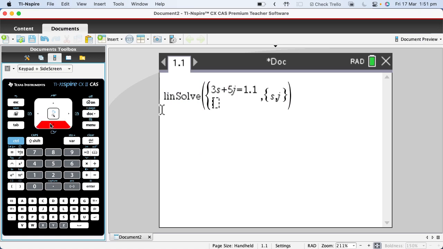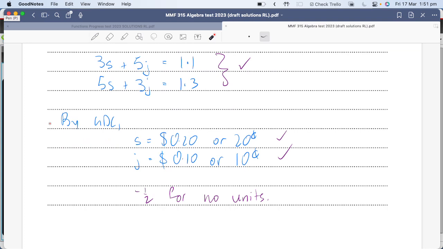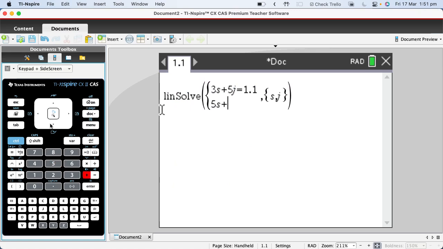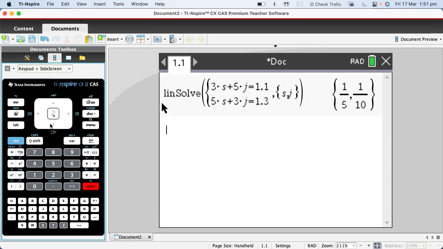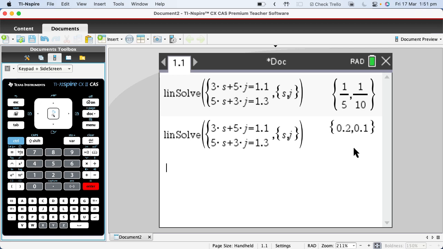And then I can use my arrow key to go down to the next one, and it's 5S plus 3J equals 1.3. Do that, press the return key. There's my answers: 1/5 of a dollar and 1/10 of a dollar. You might be able to work that out to be 20 cents and 10 cents, but Control Enter will give it to me as decimals, 0.2 and 0.1, 20 cents and 10 cents. There you go. So it doesn't take too long to do.